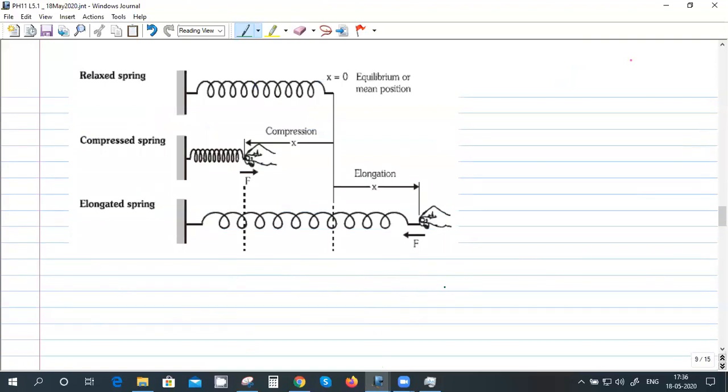A spring will have a natural length. When the spring is at natural length, in the sense that it's relaxed, there won't be any force in this part. It'll be a relaxed position, so the force, or you can call it tension, will be zero. But if you try to compress this spring from the natural position, then there will be a force in this direction. Similarly, when you try to stretch it, there will be a force in this direction. So what can you say about the direction of force? Force is always towards the mean position.